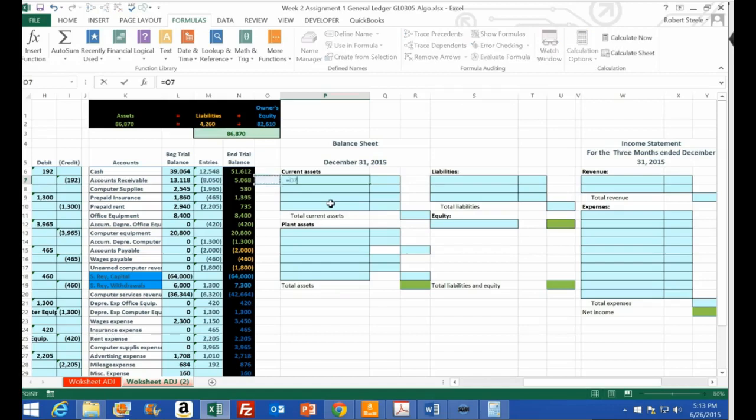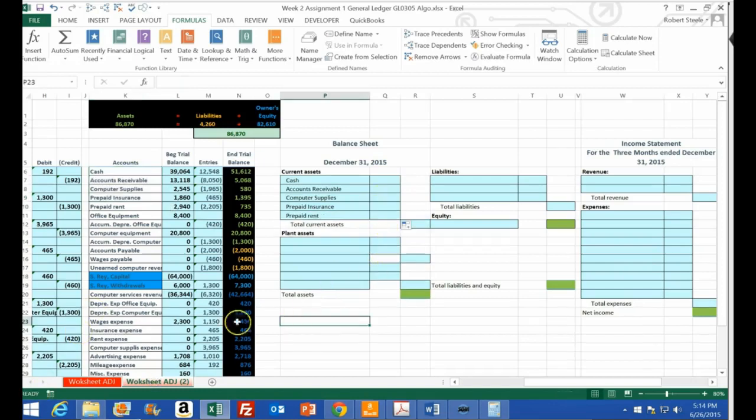So the current assets include cash. I'm just going to say that equals cash, and I could just copy this down, boom, boom, boom, down to prepaid insurance. Okay, so it should actually go down to prepaid rent. So cash, accounts receivable, down to prepaid rent. Then we're going to say equals the cash amount here, and I'm just going to copy that down. So we've got the cash, the accounts receivable, computer, insurance, and so forth.